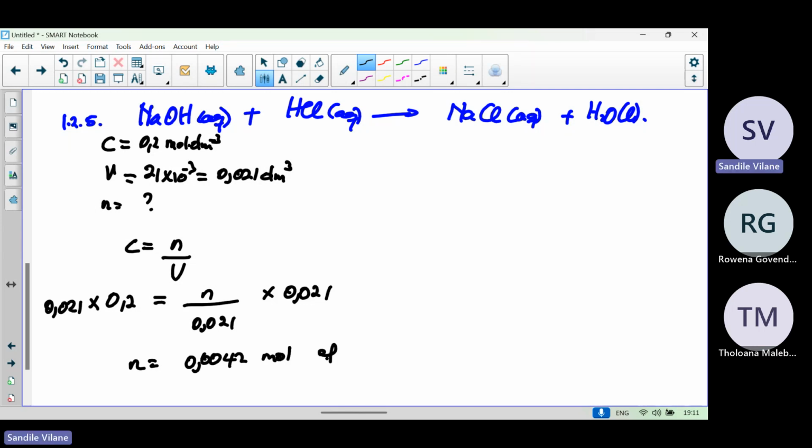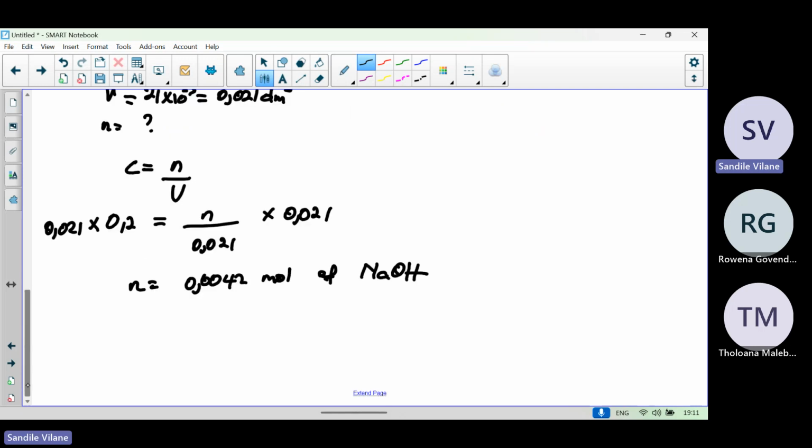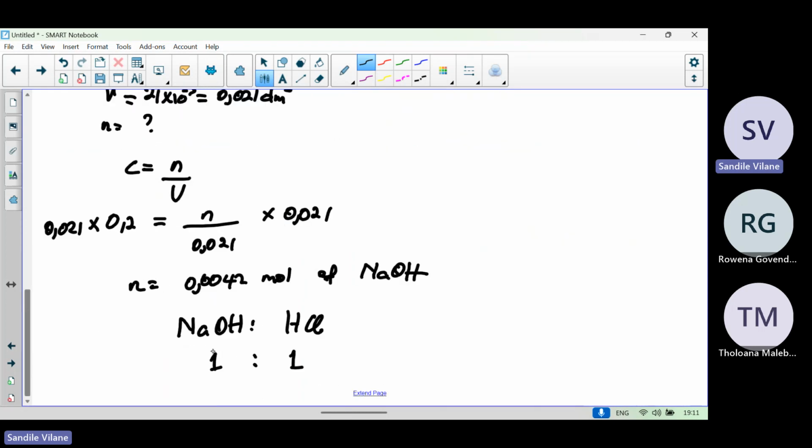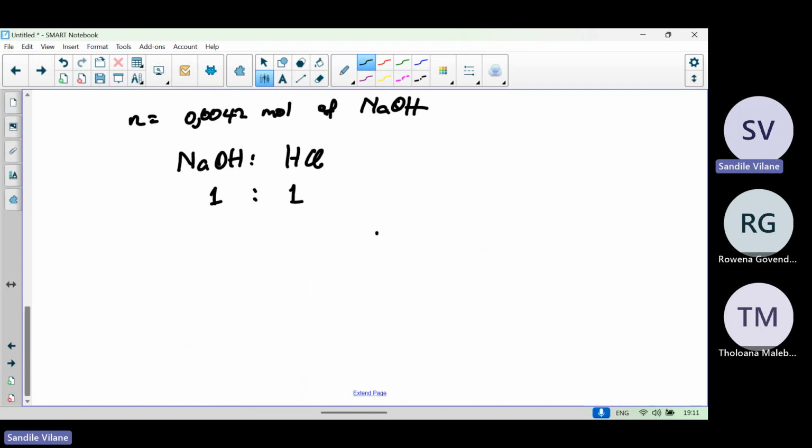And these are the moles of sodium hydroxide. So what do I do now? I want to know, according to the stoichiometry of this reaction, the ratio at which this and that must be mixed so that neutralization takes place is 1:1. Where do we get that from? From the balanced equation. So 1 mole of sodium hydroxide will be neutralized by 1 mole of hydrochloric acid and vice versa. So what do I have?